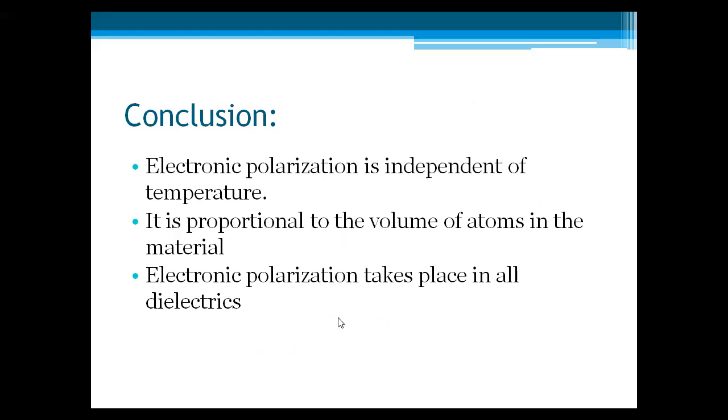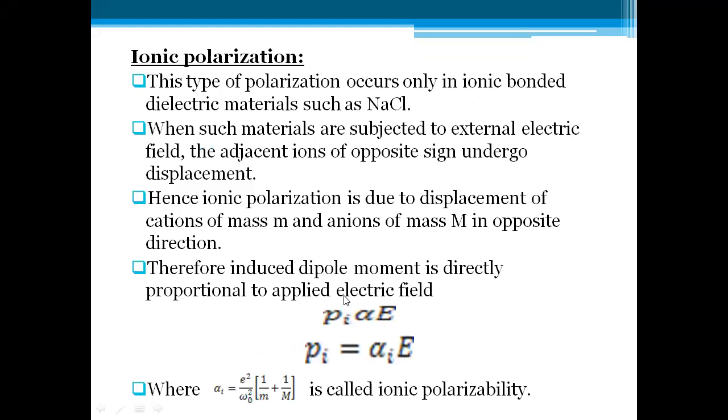Then coming to ionic polarization. This ionic polarization exists only in dielectric materials which are ionically bonded, such as sodium chloride. In such materials, when they are subjected to an external electric field, there will be a displacement of oppositely signed ions, that is the positive ion and the negative ion, in opposite directions. Hence, such polarization is called ionic polarization.